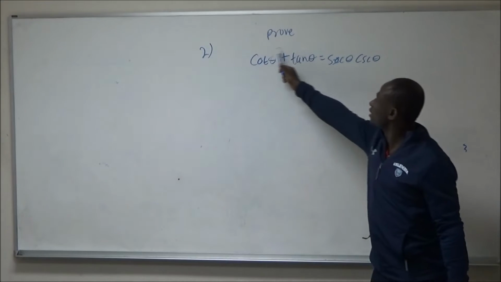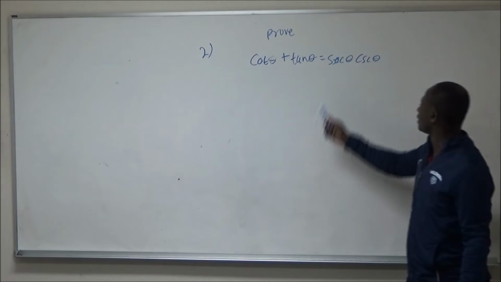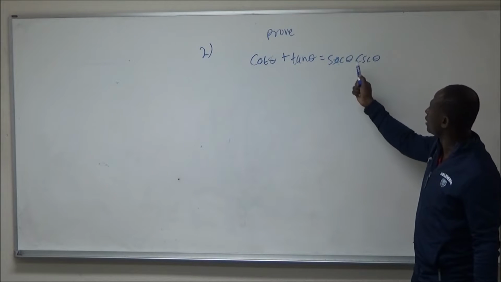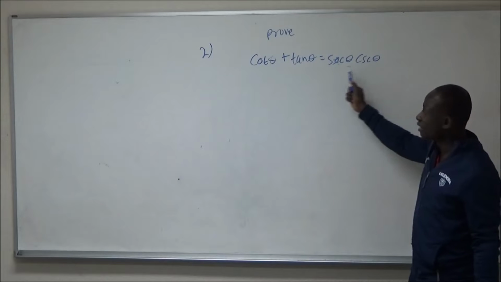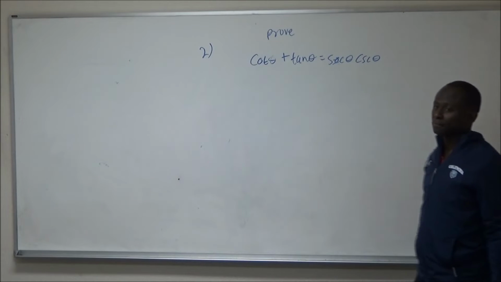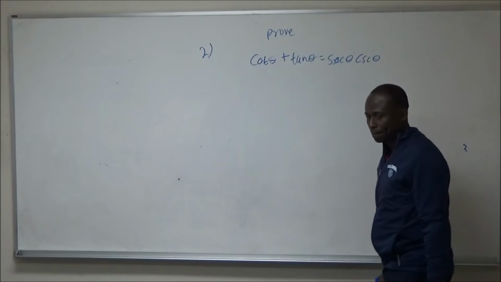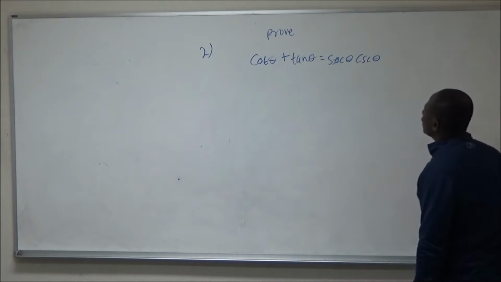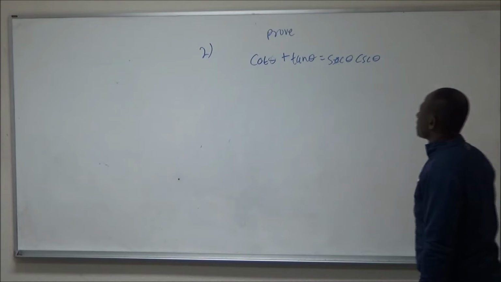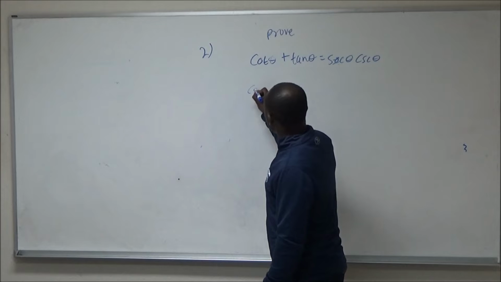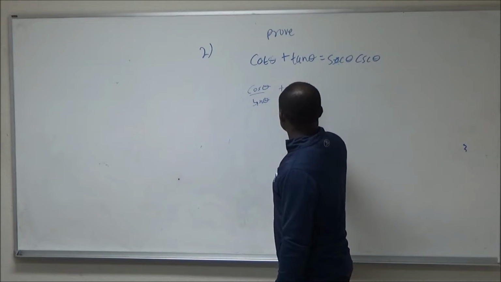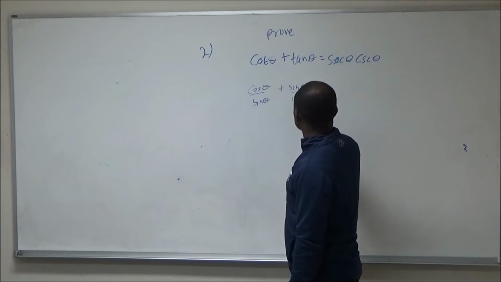So what is missing here? What do you do differently here? This is something in terms of cosine, this is something in terms of what? Sine. So what did you do on this side? I changed the entire left side to cosine theta over sine theta plus sine theta over cosine theta. Okay, so cosine theta over sine theta plus sine theta over cosine theta.